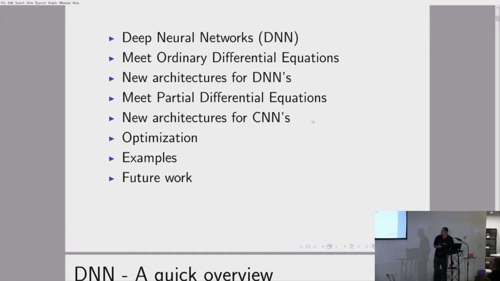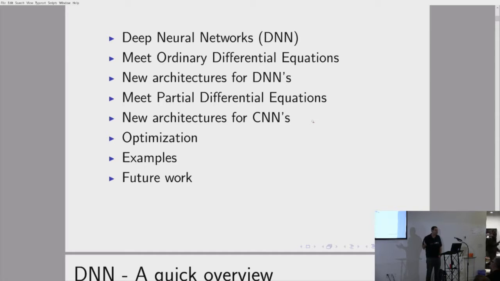So first, here's the outline of the talk. I'm going to talk about deep neural networks, and most of you who are in data science know everything about it. Those of you who are not, maybe this will be an introduction. I'll look at a particular type of neural network and the way that we like to look at them. And then we talk about how it meets ordinary differential equations first. So what's the connection between ordinary differential equations and deep neural networks?